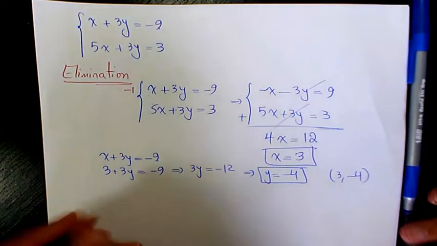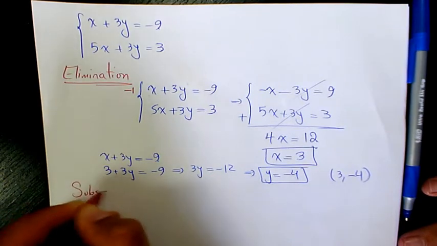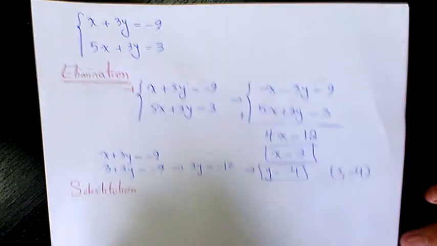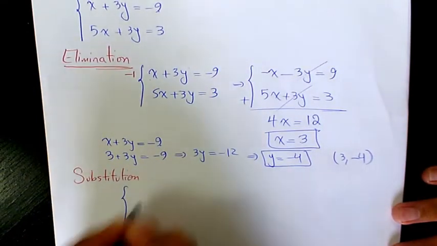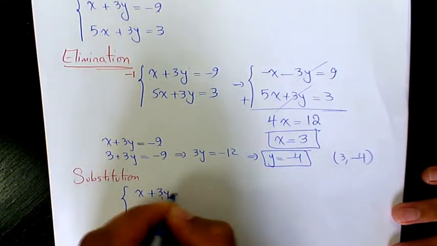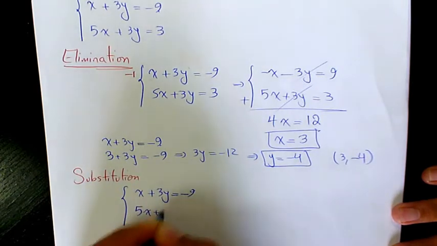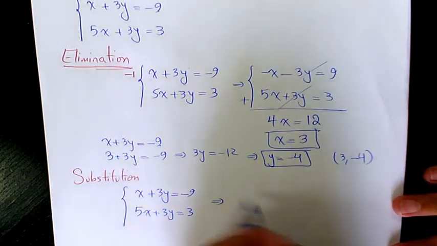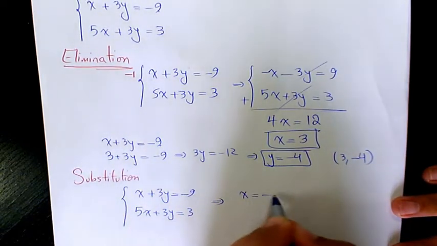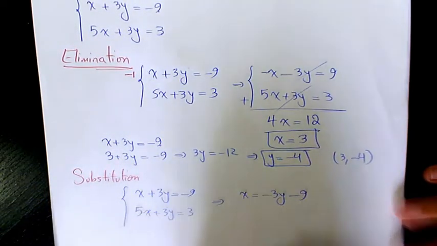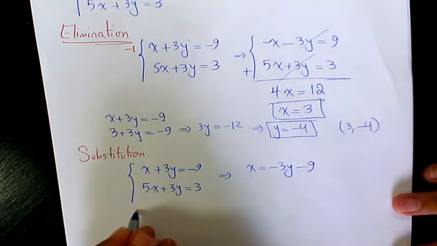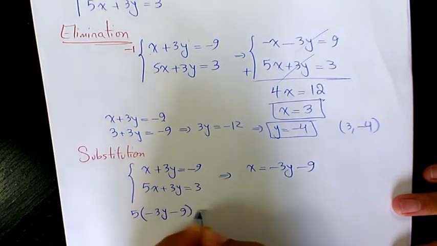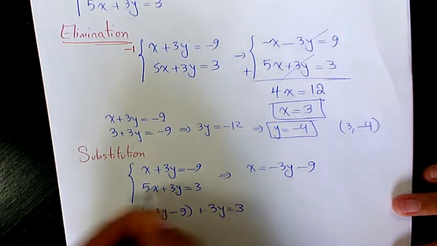Now let's use substitution method. Now for substitution method, we'll have the two equations again. I'm going to isolate the first equation. It's going to be x equals negative 3y minus 9. Then you sub it in the second equation, 5 times, instead of x, I wrote this one, plus 3y equals 3. Exactly what I got here.